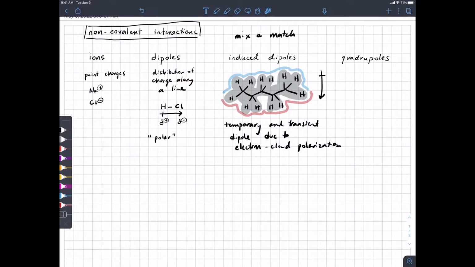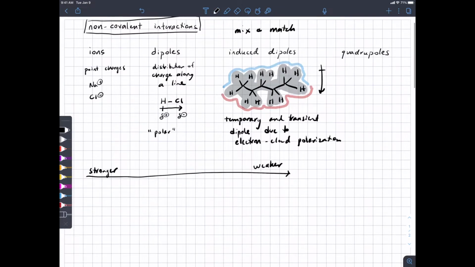So as we go from point charges to dipoles to induced dipoles, the interactions get weaker because the point charge is all in one place. The dipole has not a full charge but partial charges on one side versus the other, distributed along a line. And then the induced dipole isn't permanent, and so that makes you go from stronger to weaker types of interactions.